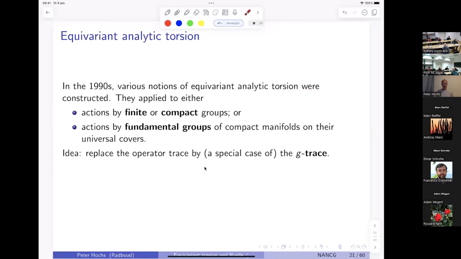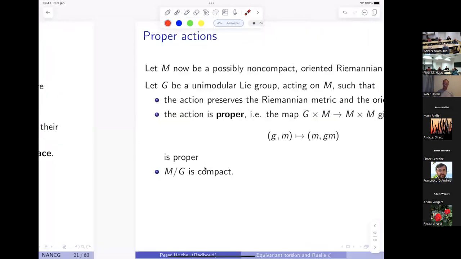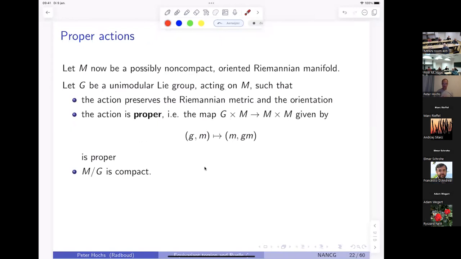The idea behind most of these, not all of them, but most of these constructions, is to replace the operator trace, which is used in the definition of analytic torsion, by some equivariant version that I'll discuss now. But first, the conditions. I'm now allowing M to be non-compact.